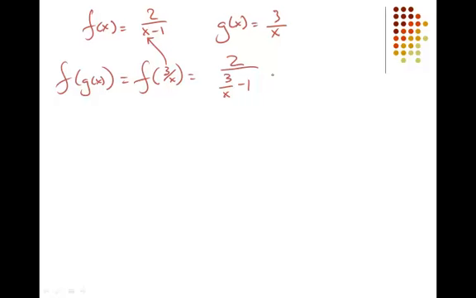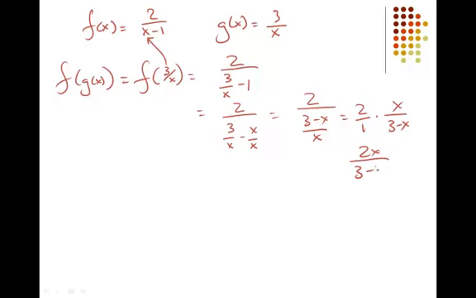Now, I need to clean this up a little bit. Common denominator in the base, bringing these two fractions together, and then multiplying by the reciprocal. So my final result is 2x over 3 minus x.